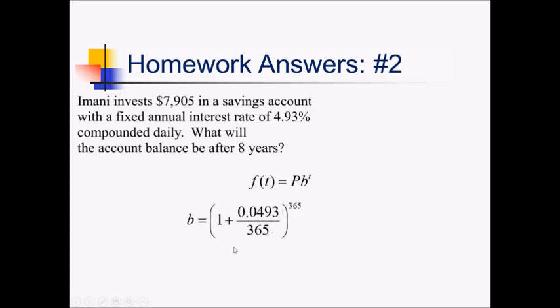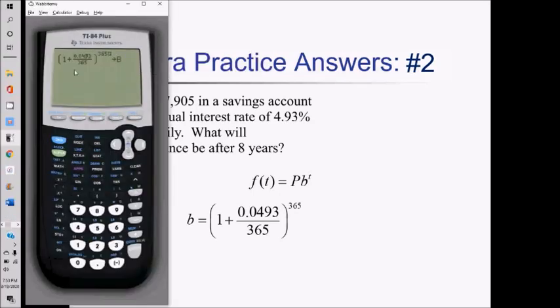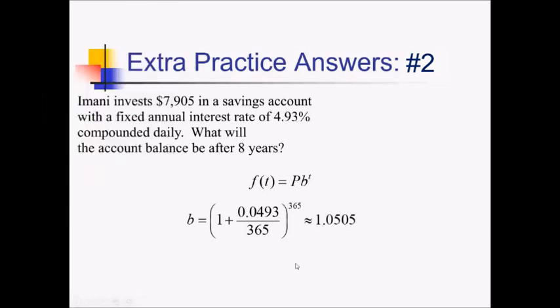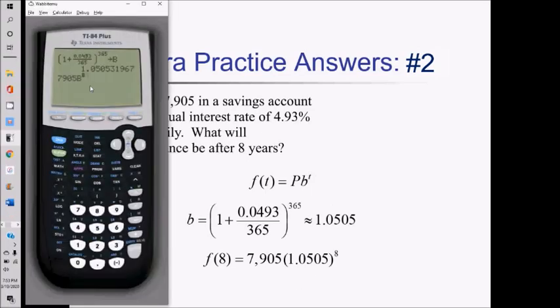Let's see what the calculator has to say about all that. Plugging all that in now, and I'm storing it as B so I don't have to write all this ever again. That comes out to about 1.0505, but I'm not going to round it off when I actually plug it in the calculator. So what am I plugging in? I'm going to have my f of 8 equaling my principal of 7,905 times my B value that I just calculated, raised to the power of 8, because it's 8 years we're doing this. Back to the calculator, I'm going to use B for that big value, and this is all going to come out to about $11,726.71.